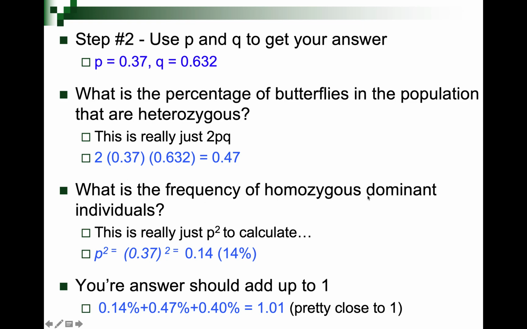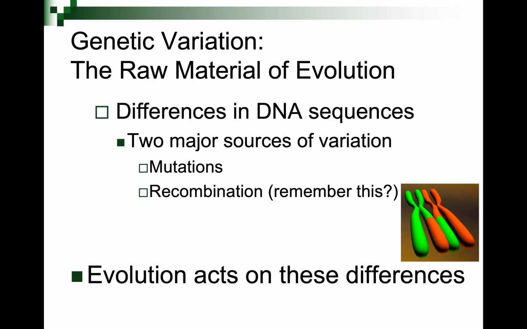So what is the frequency of homozygous dominant individuals? This is really just p squared. You have to calculate that. So 0.37 times 0.37 is going to be 0.14, or 14%. Your answer should add up to 1, so you can say 0.14 plus 0.47, plus homozygous recessive. So this is homozygous dominant, heterozygous, and homozygous recessive. It's going to equal 1.01, so pretty close to 1. So you know your answer is correct. Okay, hopefully that made sense. Hopefully that was pretty easy, and you can see this pretty clearly.